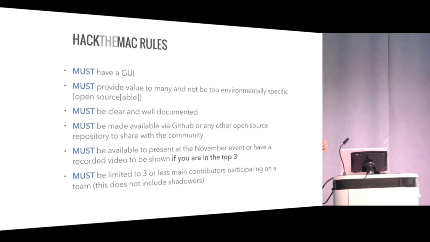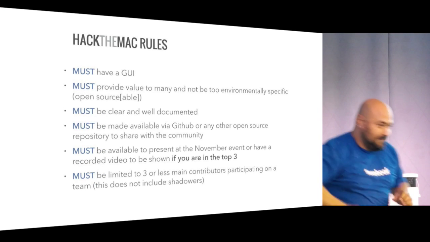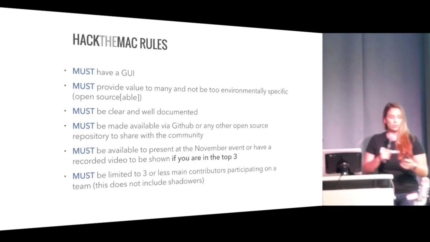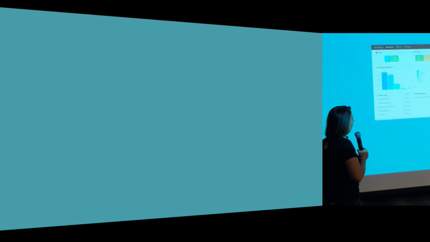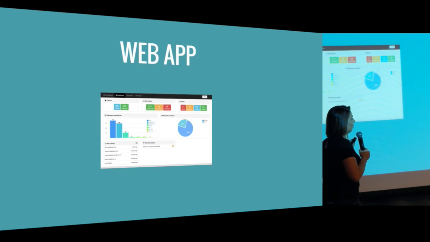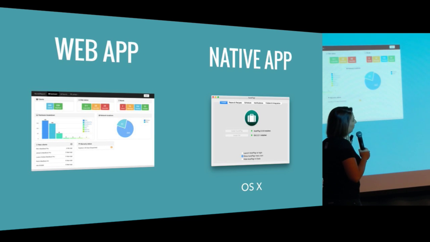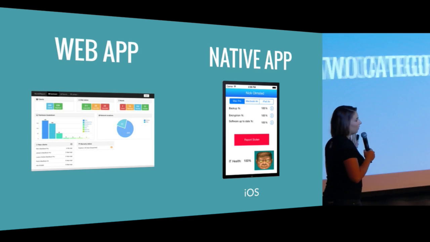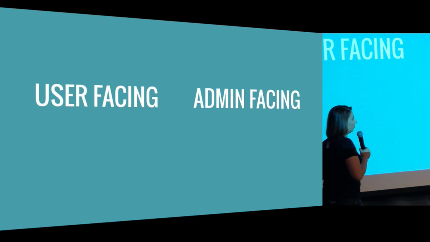Just to explain that a little bit: anything with a GUI, since everyone has a script they want to bring to life. But the two categories we'll be judging on, with a top 3 from each category, are the admin-facing app and the user-facing app. Does that make sense? Cool.